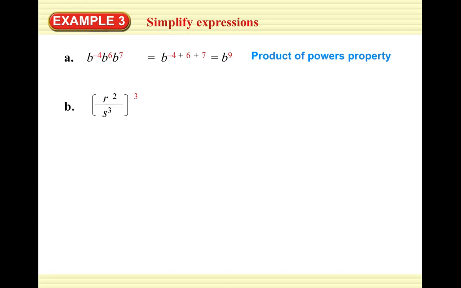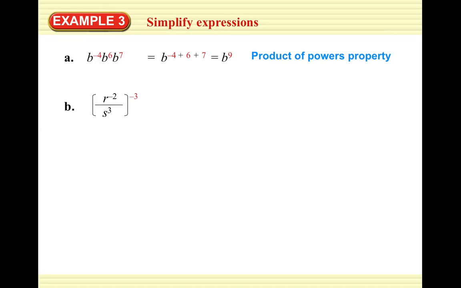All right, let's move along to example 3, simplifying expressions. So here you notice that we have b to the -4th times b to the 6th times b to the 7th. The great thing is that they're all the same base, so that means we can just go ahead and add those exponents. So -4 plus 6 plus 7 would equal 9. So my equation has simplified to b to the 9th power.